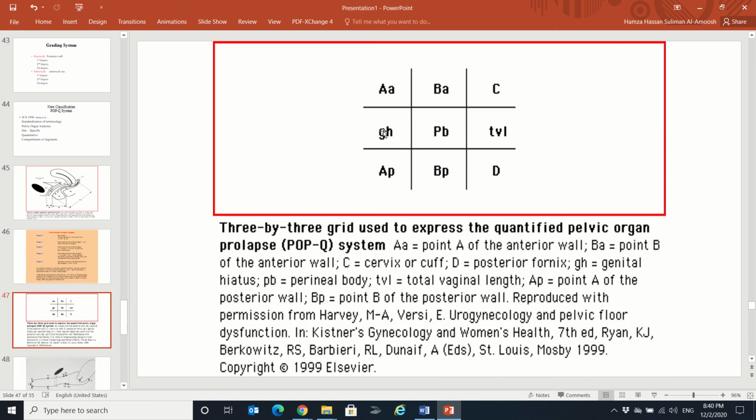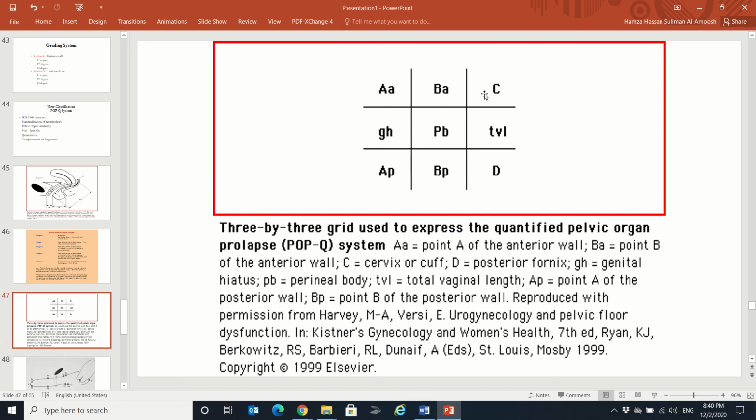Now, this is the POP-Q. So, 3 by 3 table. The first row, AA and BA, describe the cystocele, the anterior wall of the vagina. If you want to look for cystocele, look at these two numbers. Whichever is lowest is the degree of prolapse you have, regardless if it's A or B. It doesn't matter if it's A or B. For example, if this is -1 and this is 0, then the lowest point is 0. So this is second degree prolapse.